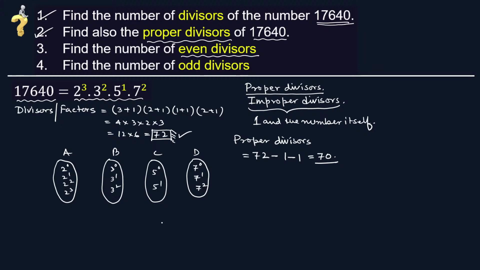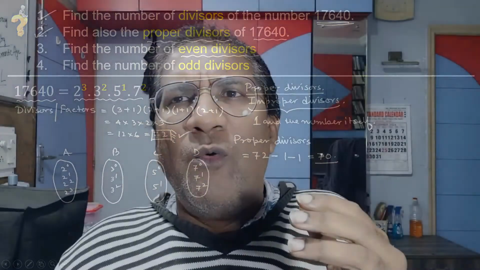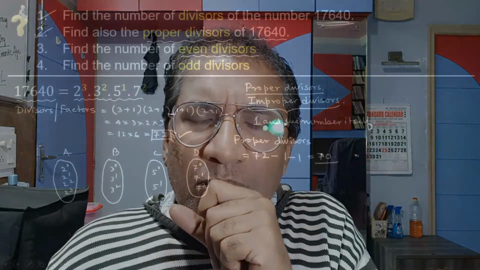Now think about it. I want even divisors. Now, where do you get even divisors? When in the factor you have 2. When in any factor you have 2, it's an even divisor. So I have to find out that. So what to do?